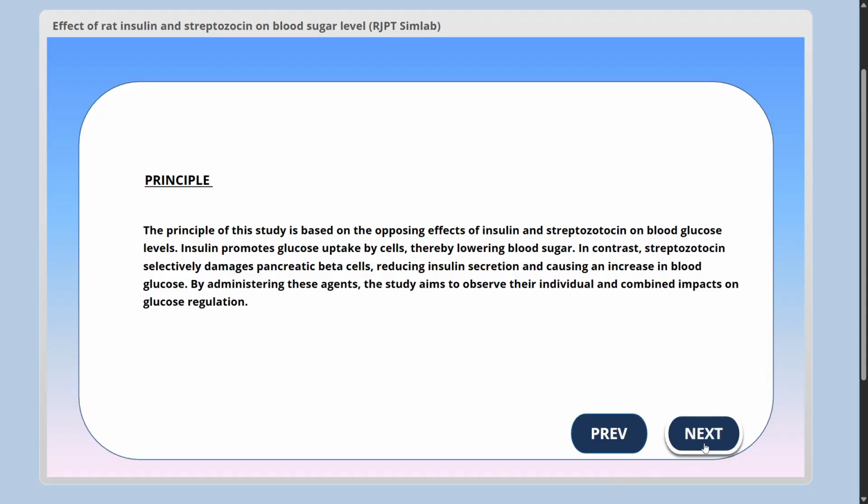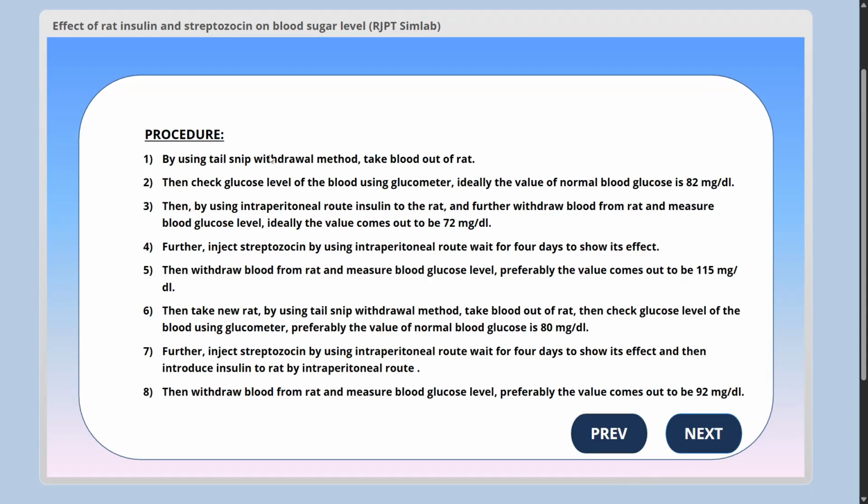Now, let us see the procedure part. At first, we have to use the tail snip withdrawal method to take blood out of the rat. By this method, we withdraw blood from the rat's tail vein. Then we have to check the glucose level of the blood using a glucometer. Ideally, the value of normal glucose is 82 milligram per dl.